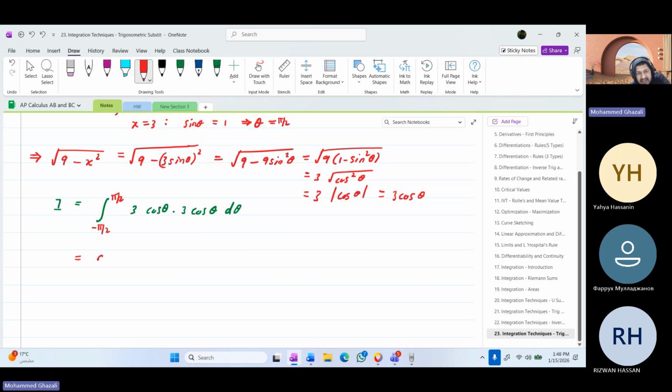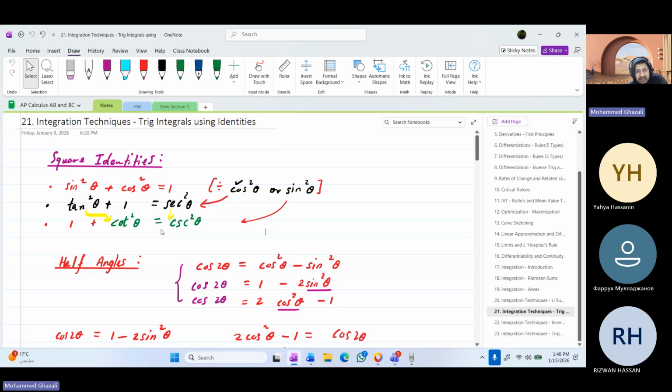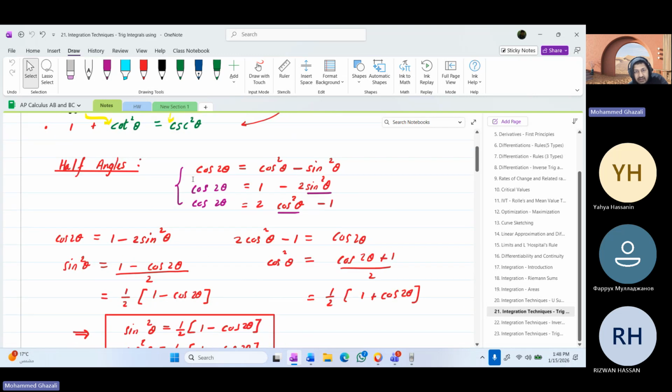So 3 times 3 is 9. 9 outside, minus pi by 2 to pi by 2, cosine squared theta d theta. Now we have a problem because cosine squared is a power form. You remember how to integrate cosine squared? We did it in trig integration. Square identities where we have to use half angles, right?